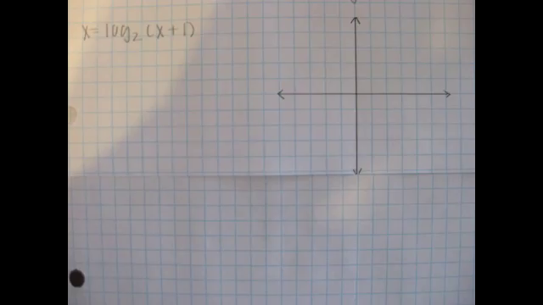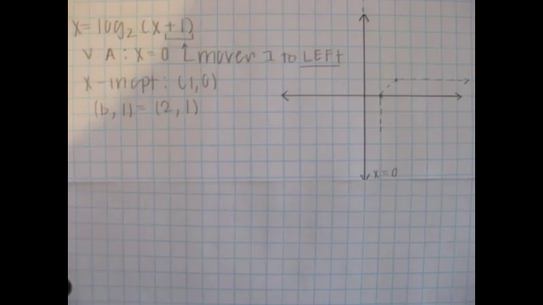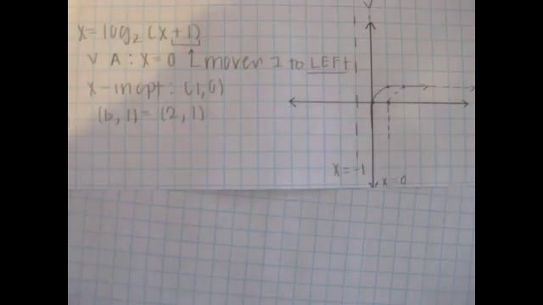Now this one, the same parent function, log base 2, but instead of minus 1, it is plus 1. So you do your basic parent function steps, and when it is a positive for the h, it moves your graph 1 to the left and your vertical asymptote.